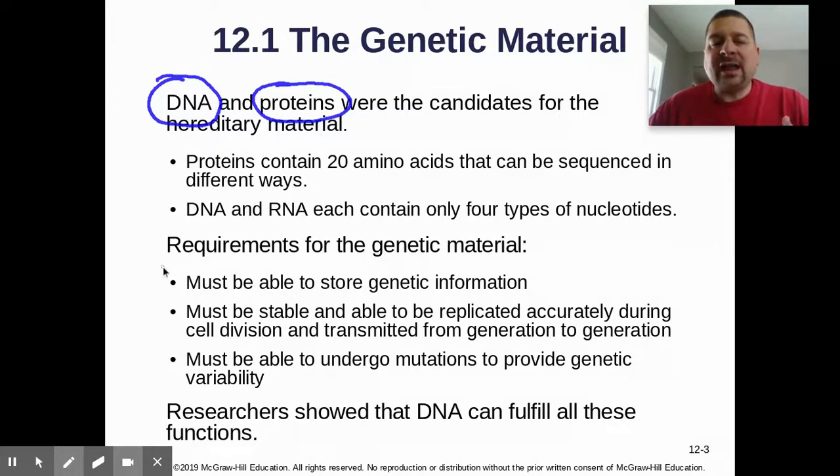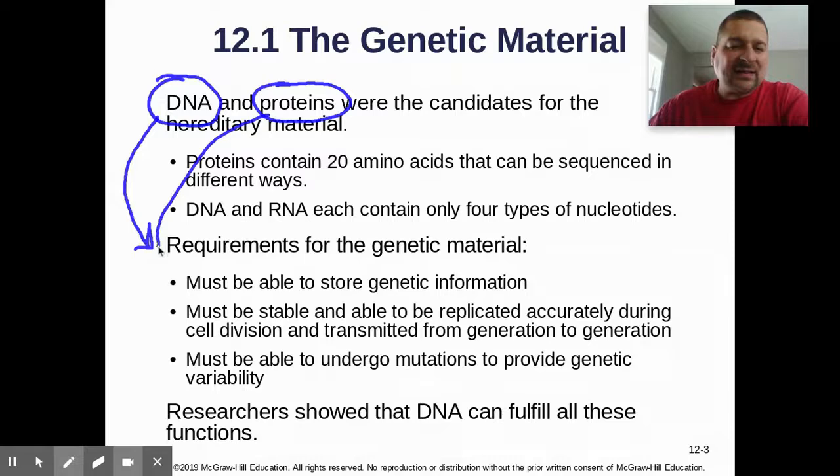We knew that there had to be certain traits. If you think of nucleic acids, proteins, lipids, and carbohydrates, of those four, lipids and carbs didn't really fit the bill, but these two did. Well, what kinds of things are needed? It had to be able to store information, it had to be fairly stable, and it had to be able to be copied pretty accurately.